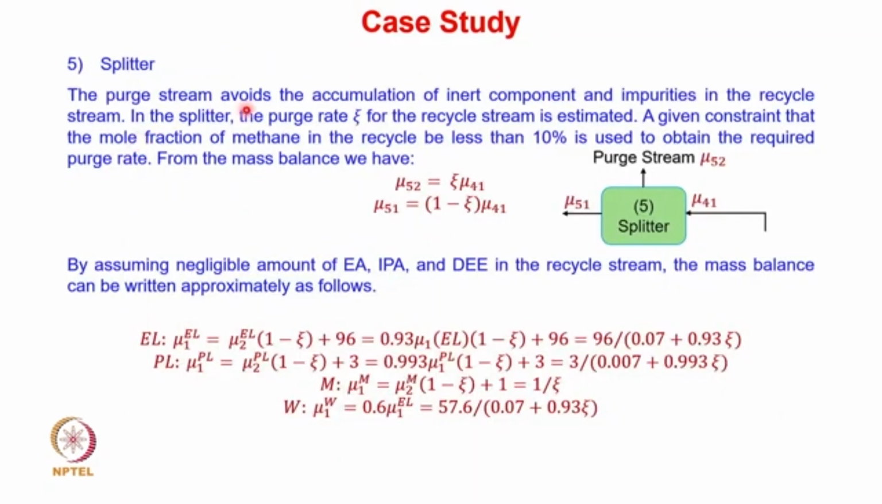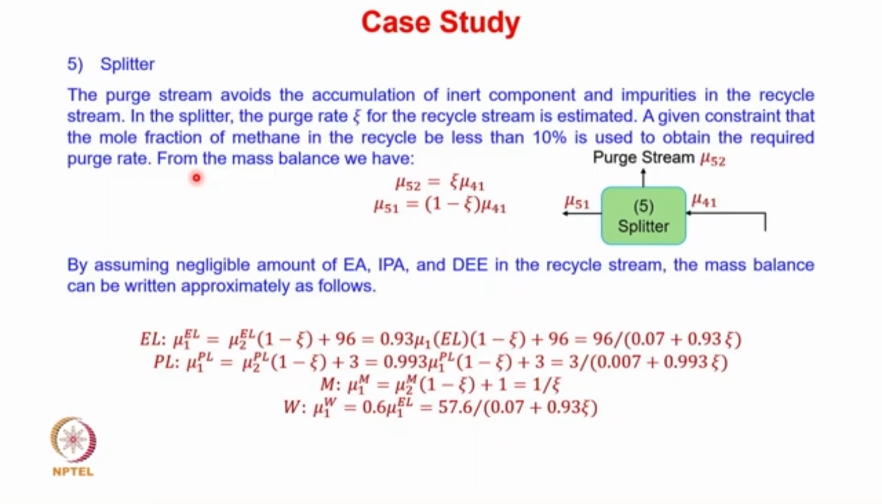So the purge stream avoids the accumulation of the inlet component and impurities in the recycle stream. In the splitter, the purge rate zeta for the recycle stream is estimated. A given constraint that the mole fraction of the methane in the recycle be less than 10% is used to obtain the required purge rate. Remember, in the problem statement which we have defined in the preliminary flow sheet design, we said that the methane percentage should not go beyond 10%. So that is what we are using here in order to calculate what should be the purge rate.